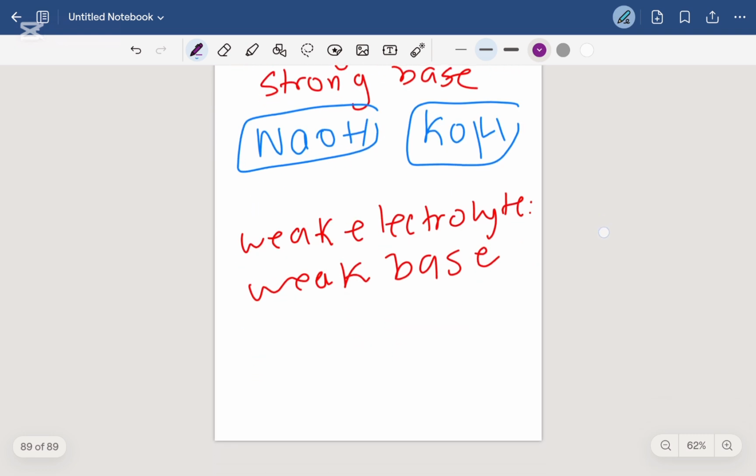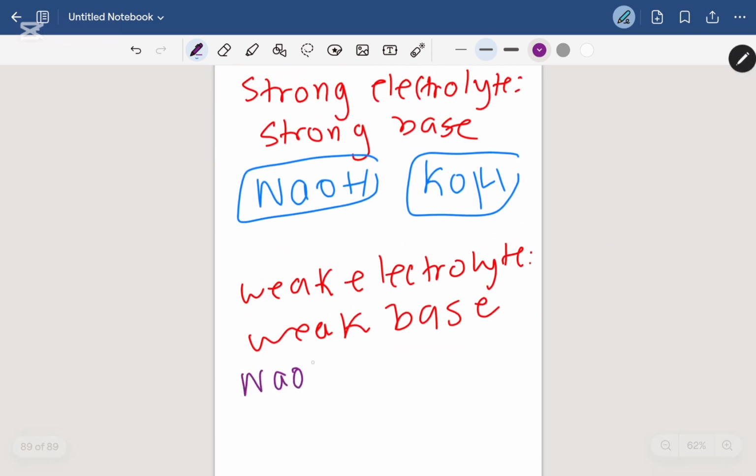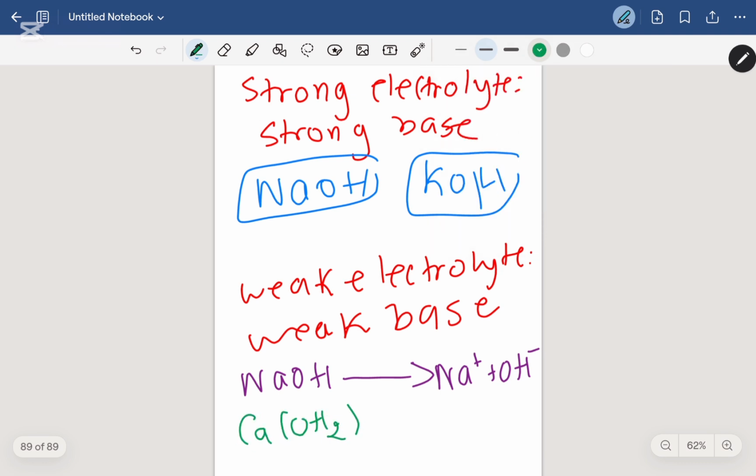Same thing for the strong bases. You have NaOH. Because it is a strong base, you're going to put one arrow, and it becomes Na+ and OH-. But for example, if we're talking about Ca(OH)2, it is a weak base, so we will use the equilibrium sign because it partially breaks into the ions, which are Ca2+ and OH-. I made a mistake here. It is OH and then you close the brackets too.